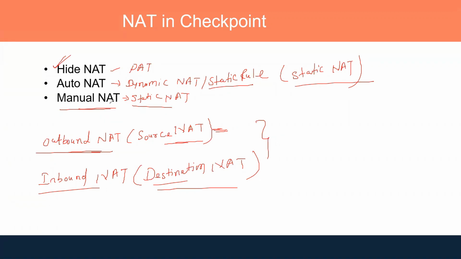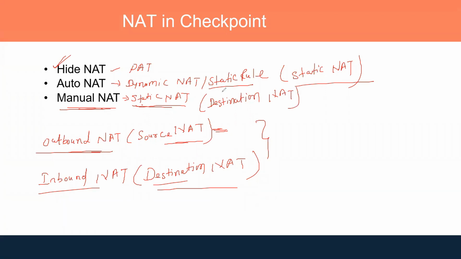Similarly, manual net is going to provide you freedom that you can customize the net rule as per your net policy, as per your requirement. Manual net we use most of the time for destination netting. This manual net is pure static netting, and you can use this manual net for destination netting.